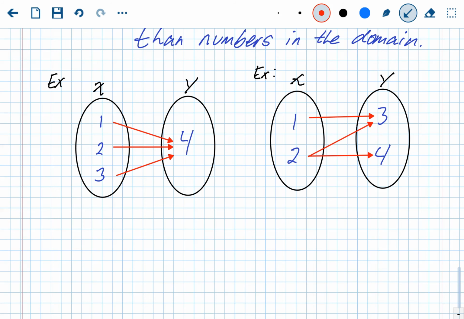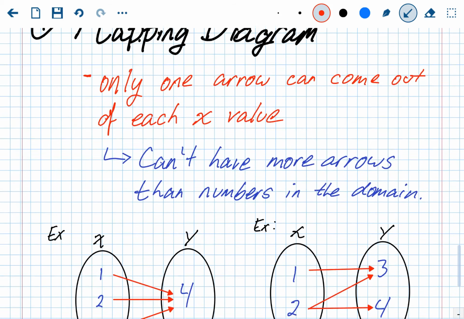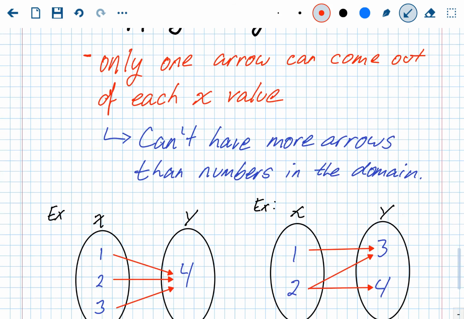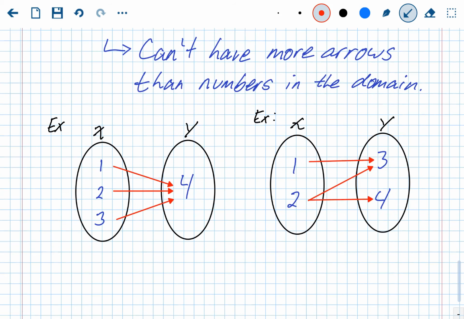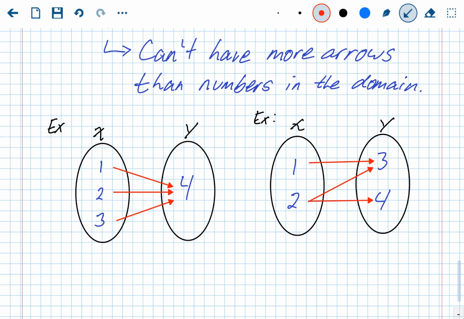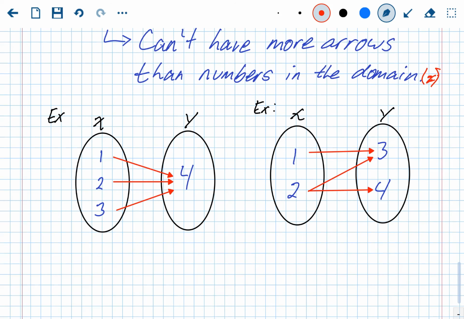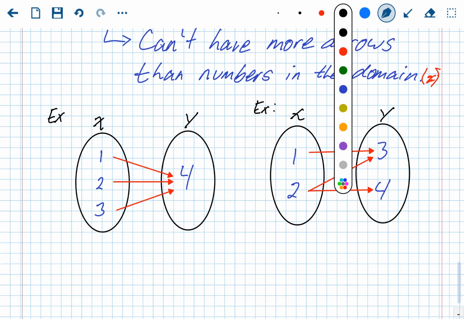Okay. Now go back to what our definition was here for a mapping diagram. Only one arrow can come out of each X value. Or your alternate, you can't have more arrows than numbers in the domain. And again, domain meaning the X. Okay. So it should be fairly obvious that this first one is a function.